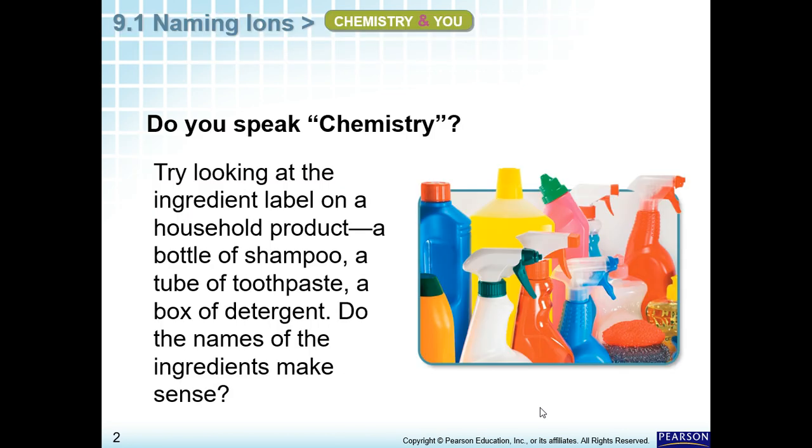This chapter starts off with a picture of these bottles, and it says, "Do you speak chemistry?" If you were to look at the ingredient labels of household products around your house, whether that be a bottle of shampoo, a tube of toothpaste, or even a box of detergent, you're going to see names of ingredients on the side. Oftentimes, these don't make sense because most people don't read or understand or speak chemistry. Our goal in this chapter is to help you understand and make sense of those products' names in terms of simple compounds.